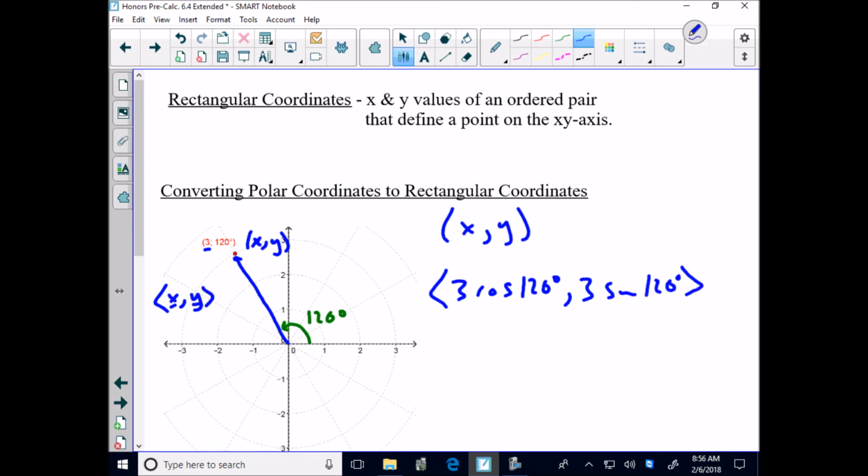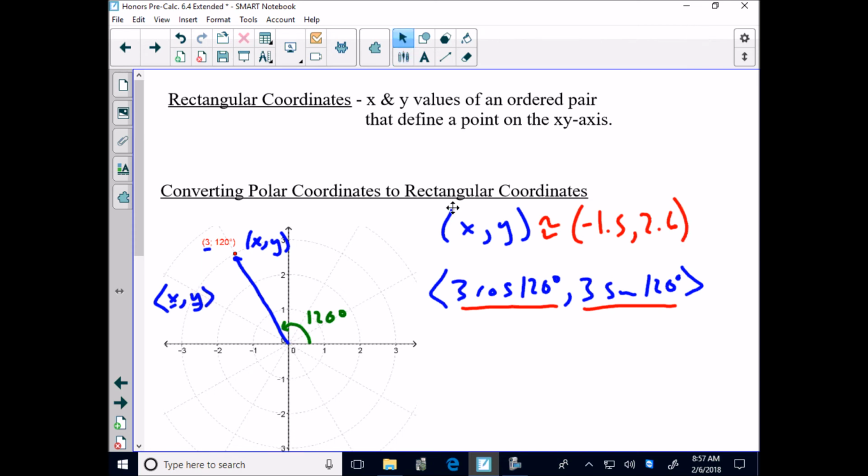And that essentially gives us approximately negative 1.5 when we evaluate 3 cosine of 120 degrees as our x value, and right here 2.6 when we evaluate 3 sine of 120 degrees for our y value. Now the reason I'm saying approximately is because this 2.6 isn't an exact value. I rounded to get that, but this is basically where we're seeing that point on the plane in terms of an xy value ordered pair.